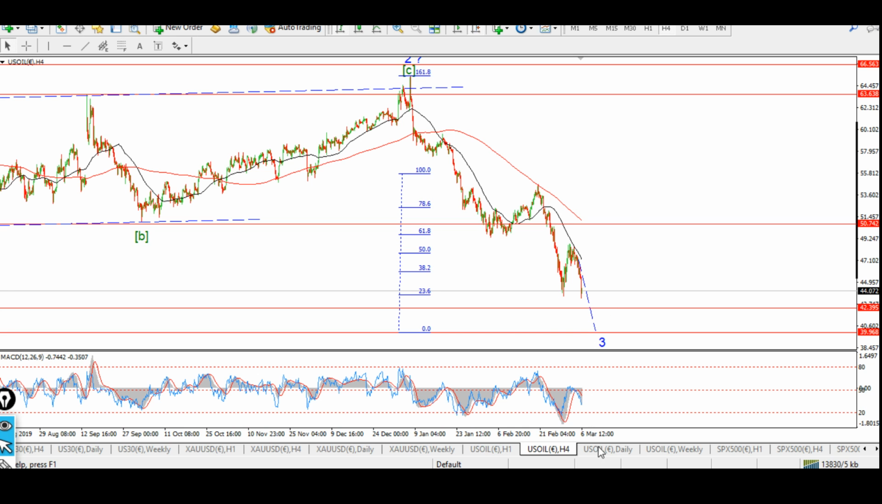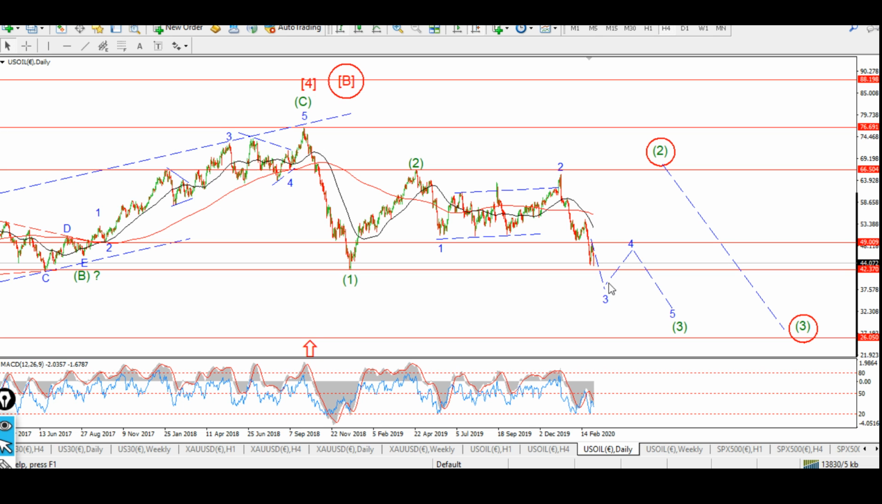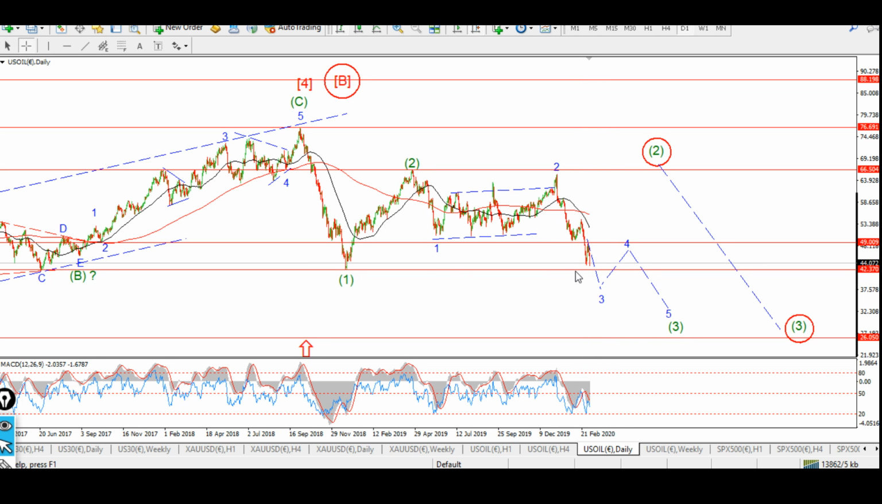If this is wave 3, let's get out to the daily chart. So if this is wave 3 here of 3, then we should close below. We should probably push towards $40 in short order. So let's see how that plays out.